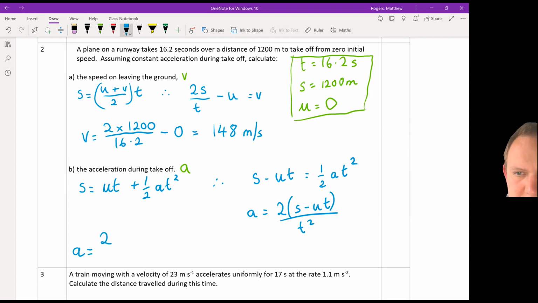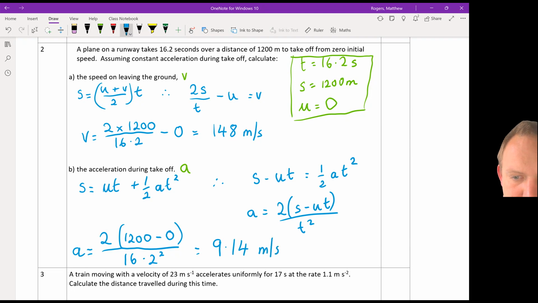Again, marks for putting the numbers in. So that is 2 times 1,200 minus 0 divided by 16.2 squared. And this gives us a value of 9.14 meters per second squared.